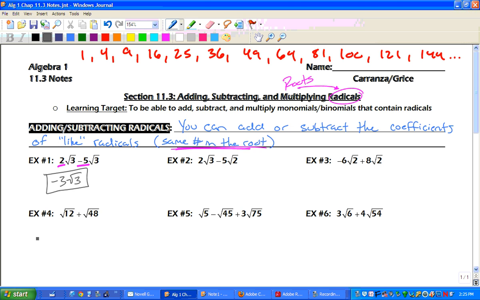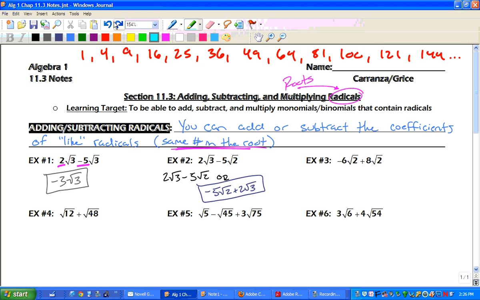Okay, now for number 2, are these the same or are they different? Well, they look different to me, so if they're different, we can't combine them. So the way we would write that would be 2 root 3 minus 5 root 2, because we can't combine them. Or the other way that you would see it written would be negative 5 root 2 plus 2 root 3. And the reason why is because we write the roots in order from the lowest to the greatest.